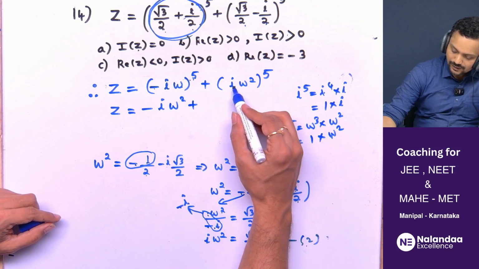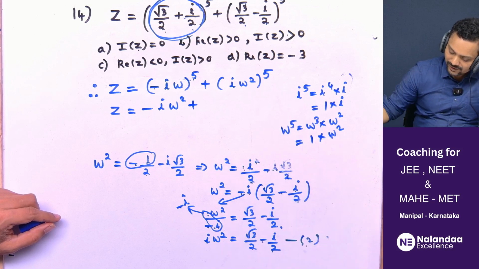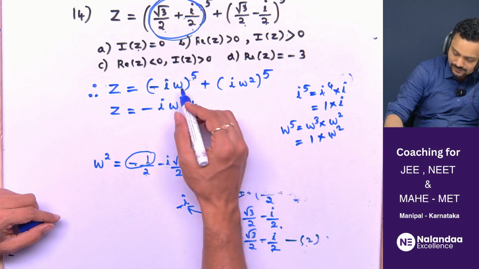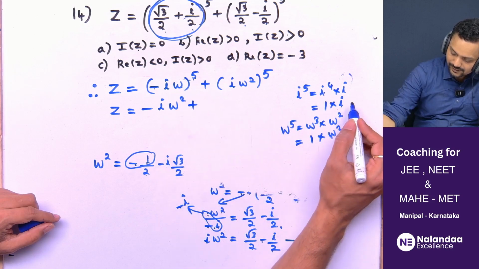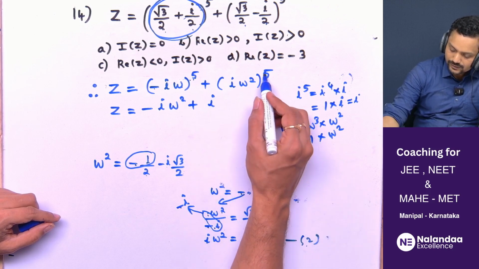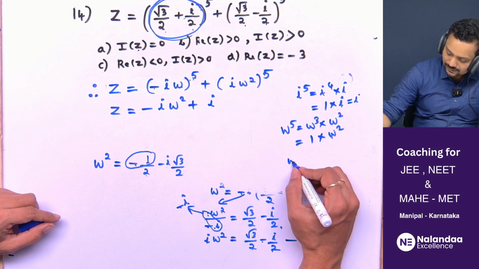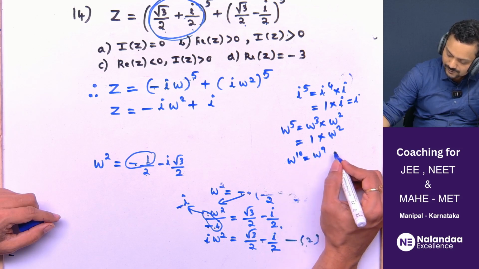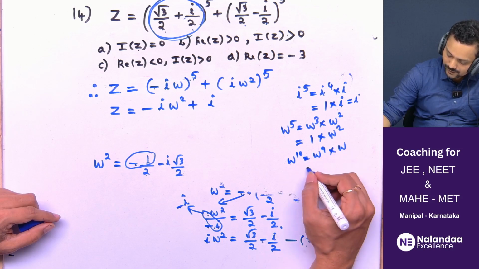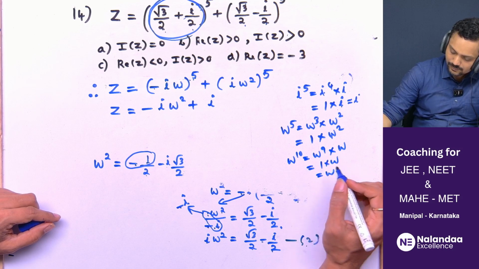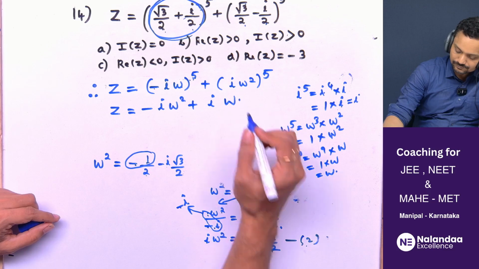Plus i power 5. i power 5 is i actually. Okay, we have done it here. Same, i power 5 is i. So this is i into omega power 10. Now, omega power 10 is omega, because omega power 10 can be written as omega power 9 into omega. This is 1 into omega. So therefore, it can be written as omega.